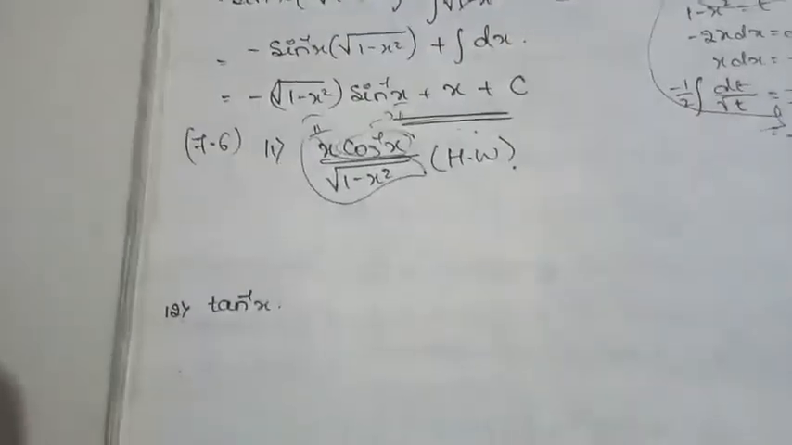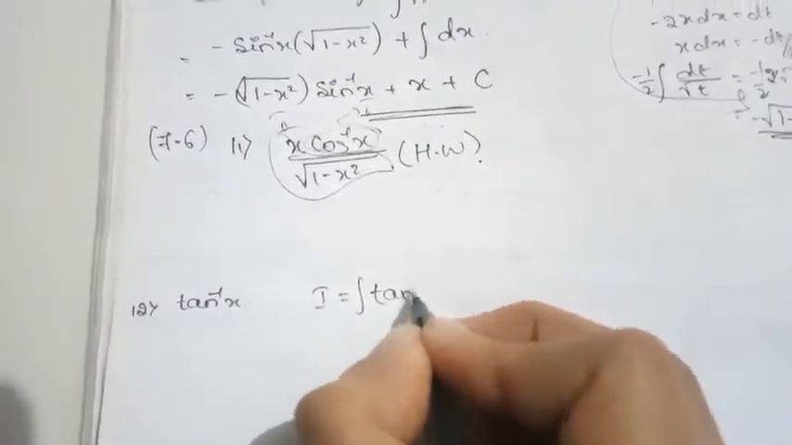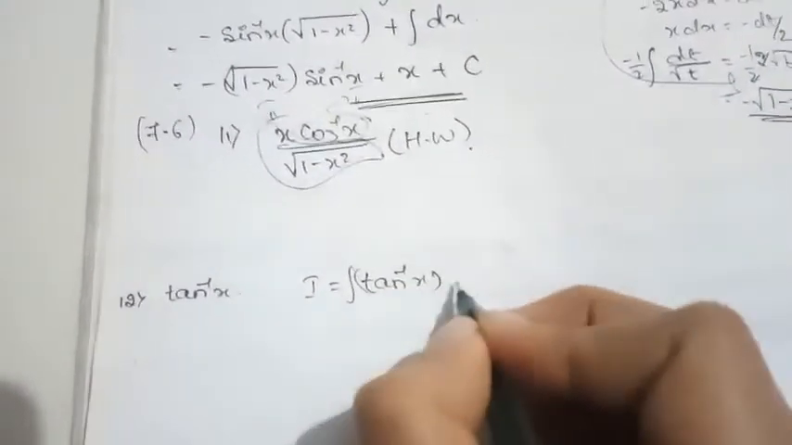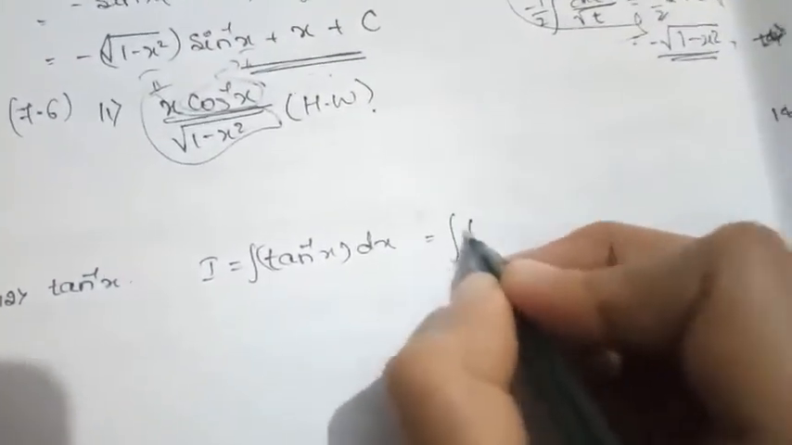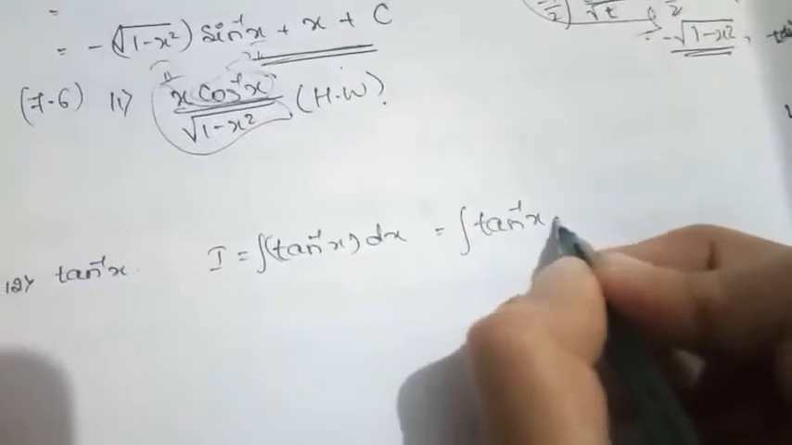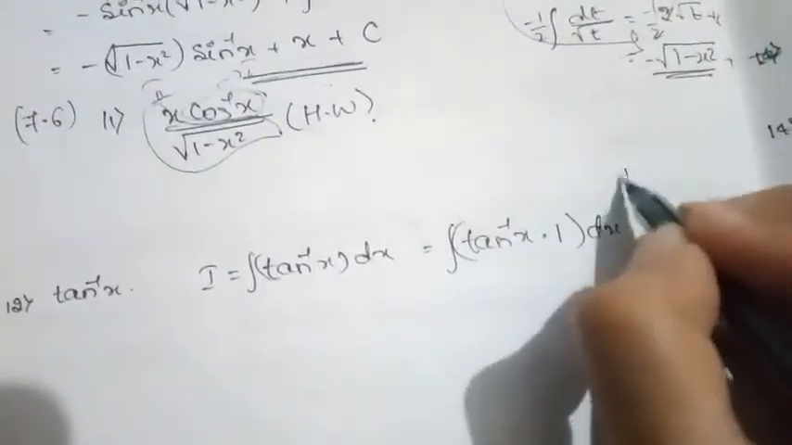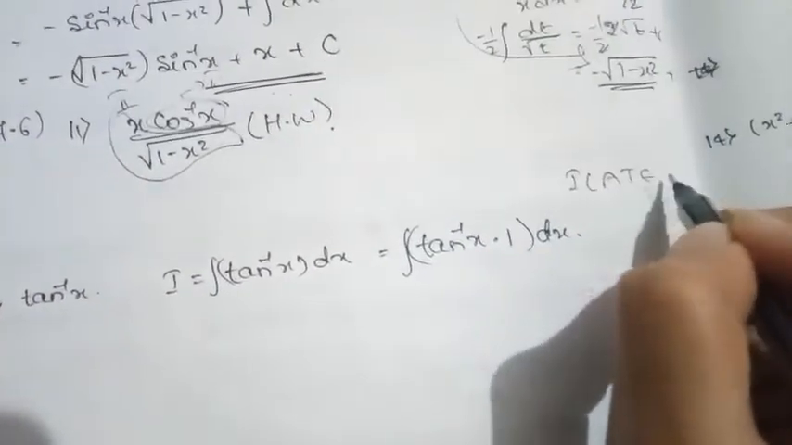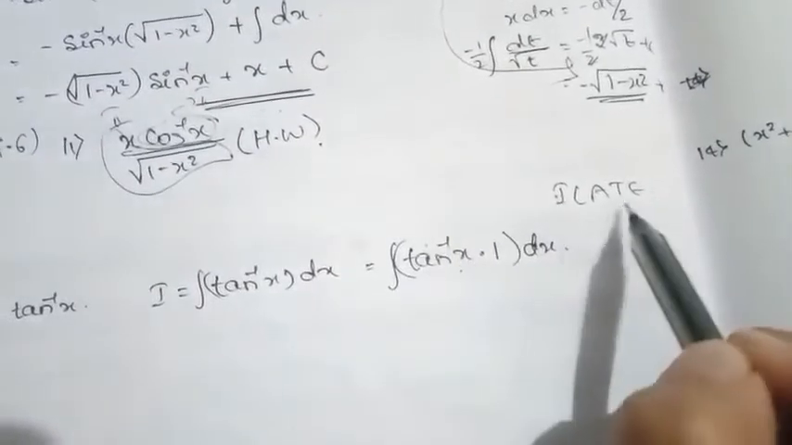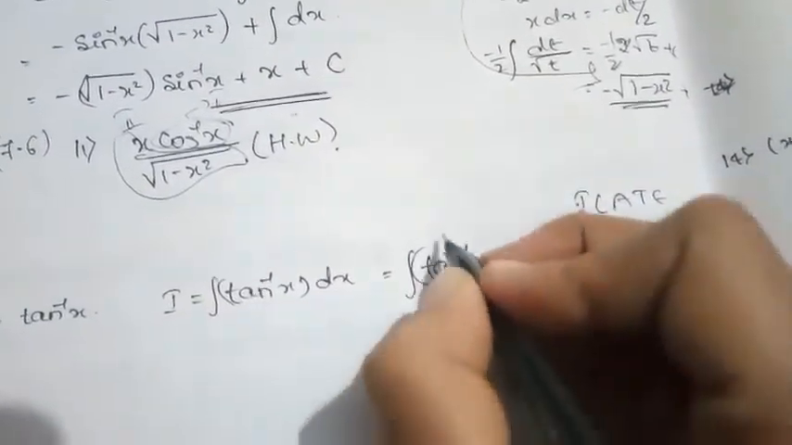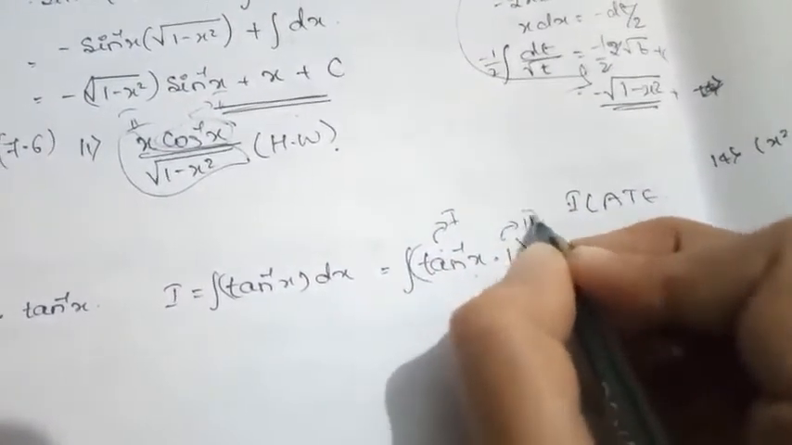The next is tan inverse of x. So I am considering I is equal to the integration of tan inverse of x into dx. Here we have only one function, so I am taking it as tan inverse of x into 1 dx. Clearly, by using the rule of Euler, what happens here? Tan inverse of x is an inverse trigonometric function, and 1 is a constant function. So this is the first function and this is the second function.